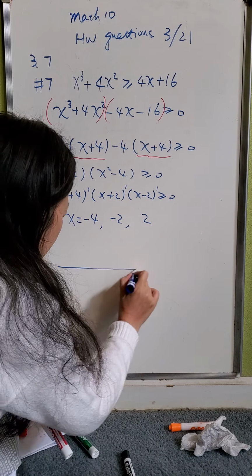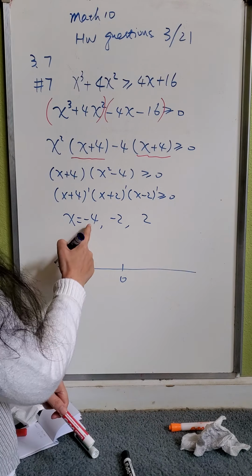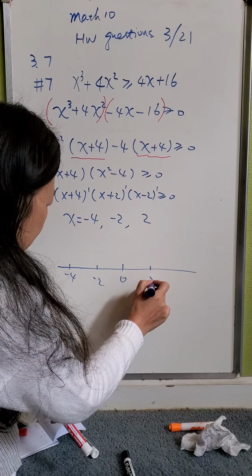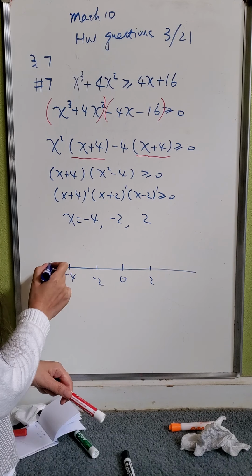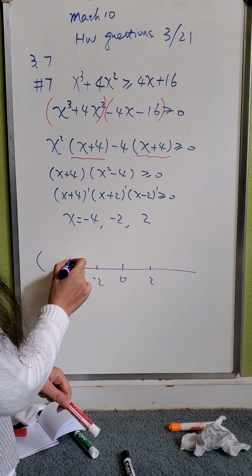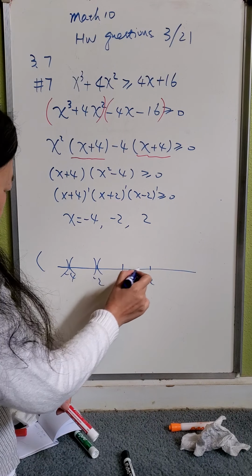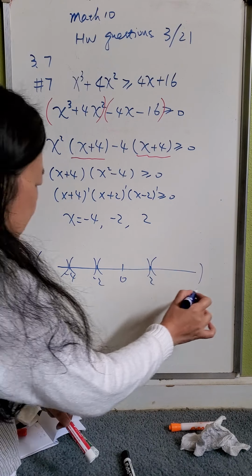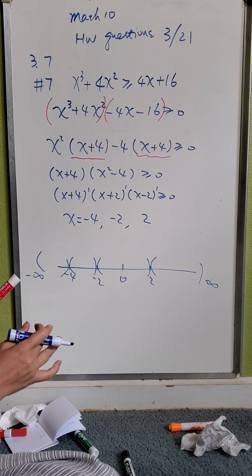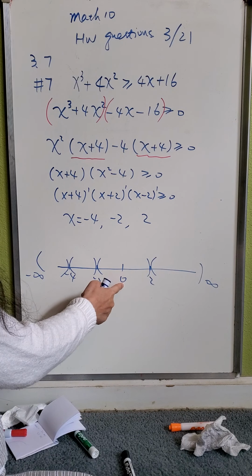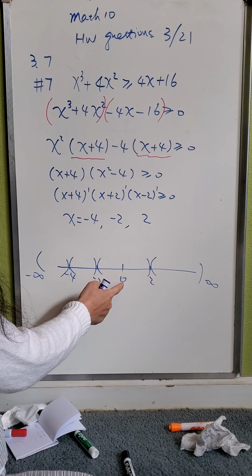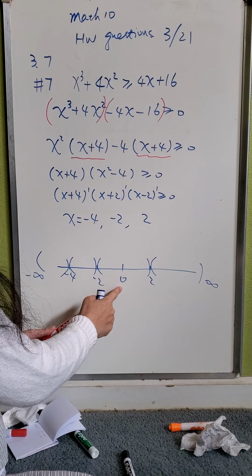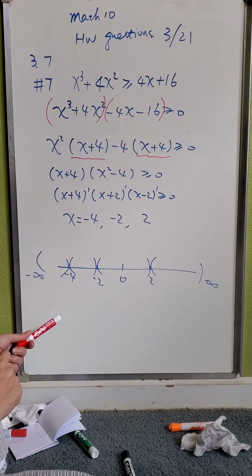Now we're going to draw a line, and we go -4, -2, 2. That means your answer will come from one of these intervals. This is negative infinity and that's positive infinity. Now you need to pick a testing point. I like to pick 0 first because that's easier. If 0 works, that means this interval will work and these 2 won't. If 0 doesn't work, these 2 will work. They alternate from each other.